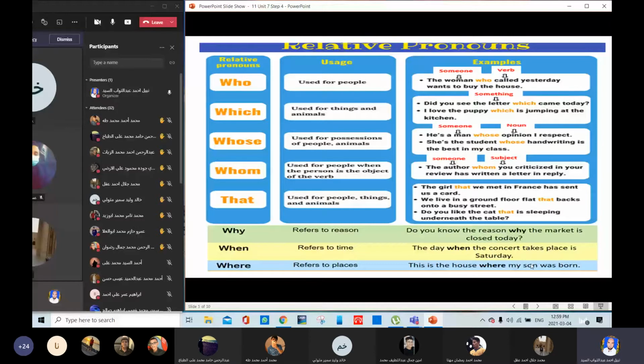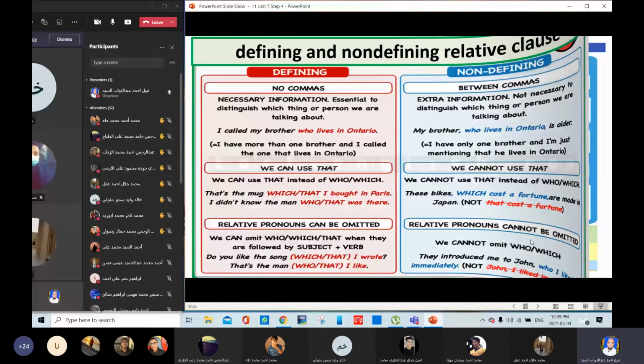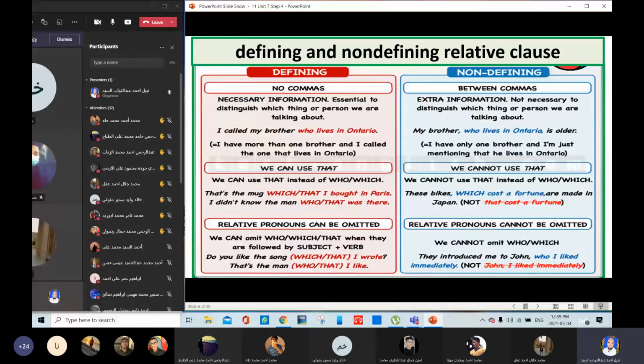Now let's move to the second point. Here we have a relative clause divided into two parts: defining clause and non-defining clause. What's the difference? Defining clause means you don't use commas because you give necessary information, essential to distinguish which thing or which person we are talking about.